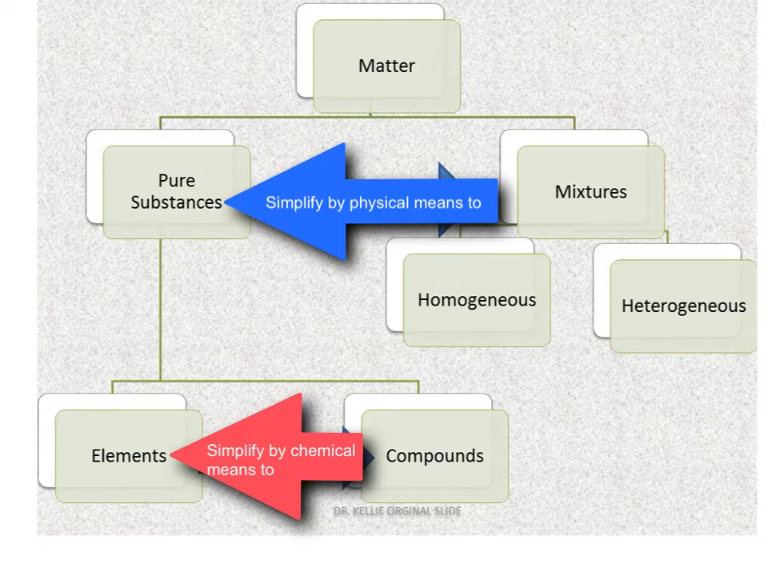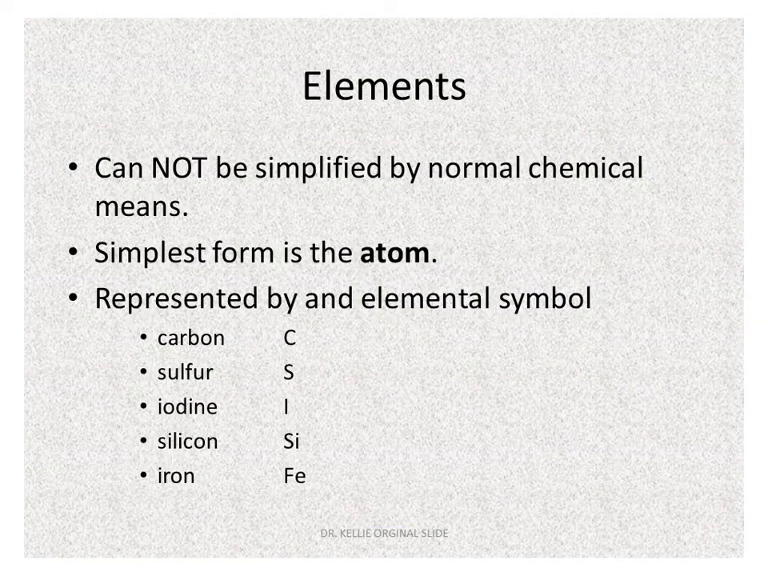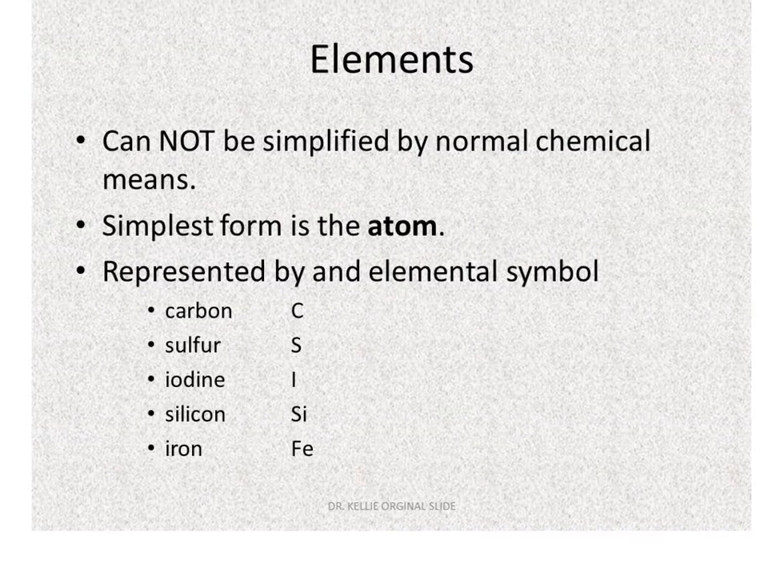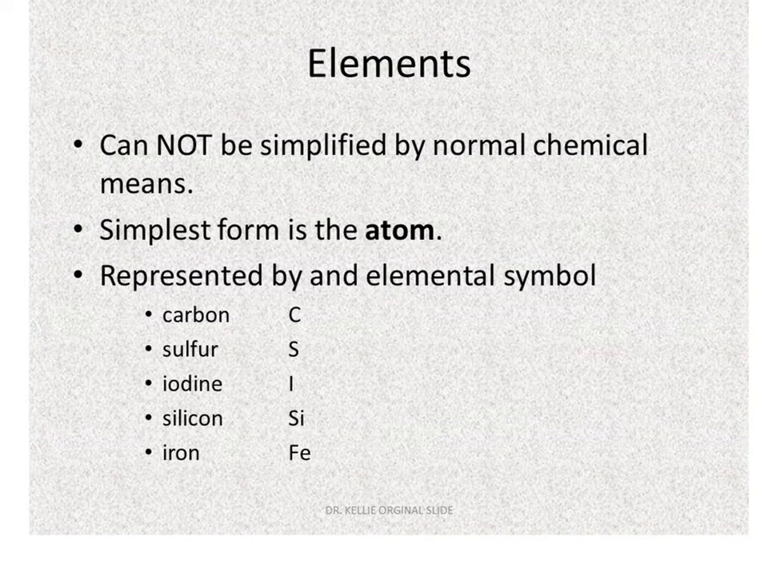Let's start by looking at each in turn. Elements cannot be simplified by normal chemical means. There is nothing we can do to an element chemically to simplify it. The simplest form of an element is the atom. It's the smallest unit of an element with all the properties of that element.